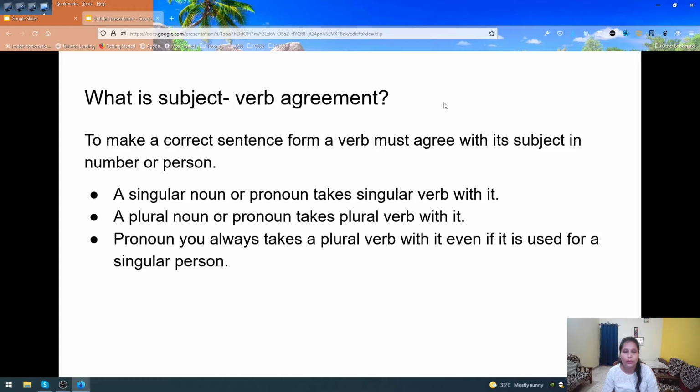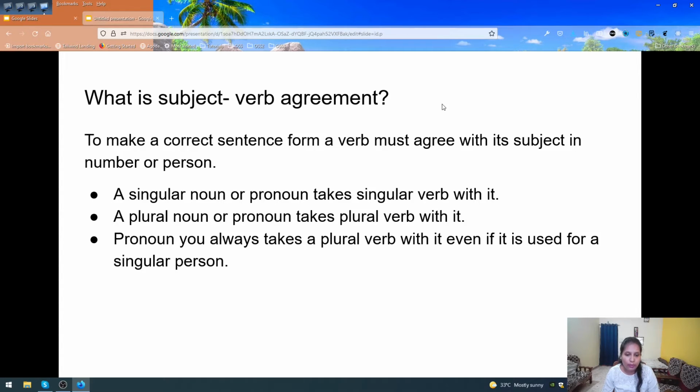A singular noun or pronoun takes a singular verb with it. So when our noun or pronoun is singular, it will always take a singular verb. A plural noun, plural means more than one, or a plural pronoun takes a plural verb with it. So when our noun is plural in form, our verb should also be plural.